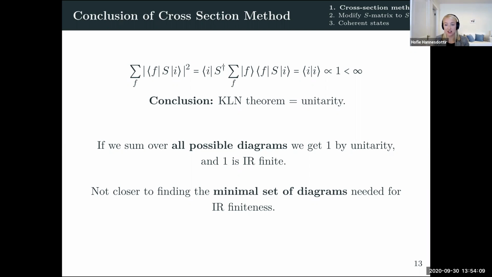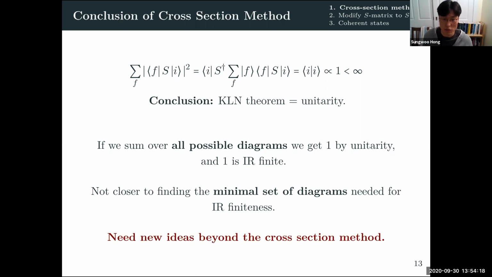So using the KLN theorem, we're actually not closer to finding the minimal set of diagrams that's needed for IR finiteness. I'm sorry, can I ask a quick question?